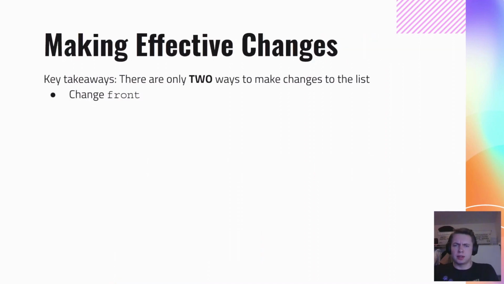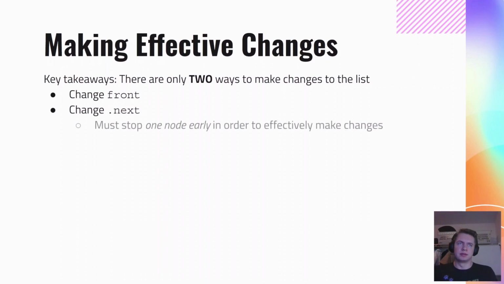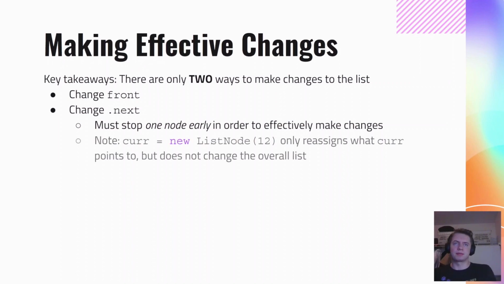There are only 2 effective ways to change a linked list, and that's to either change what front points to or what a .next field points to. Additionally, like we talked about, we have to stop one node early when traversing a linked list in order for us to be able to make a change.